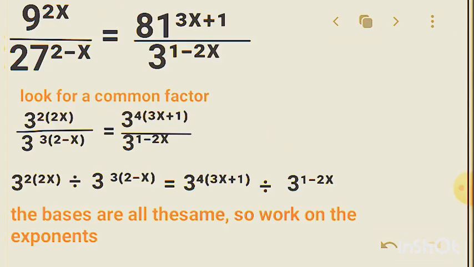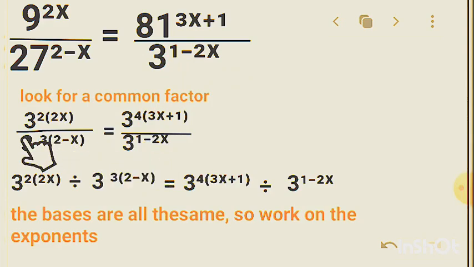Now we have a very dangerous looking equation. We have 9 raised to the power 2x all over 27 raised to the power 2 minus x is equals to 81 raised to the power 3x plus 1 all over 3 raised to the power 1 minus 2x. So we look for a common factor. The common factor for 9, 27, 81 and 3 is 3. 9 is 3 squared, 27 is 3 raised to the power 3, 81 is 3 raised to the power 4, and we maintain the 3 raised to the power 1 minus 2x.